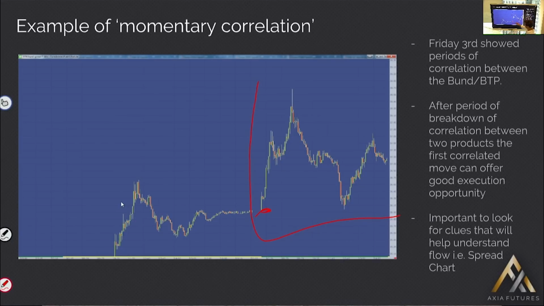So this was how the spread chart looked. I'll go into the 5-minute charts of the Bund and the BTP solely after this. But this was the spread chart of the morning in question, which was Friday the 3rd of August. So as you can see, we've had the sell-off in the morning in the BTP and the increased buying in the Bund. So that's caused the move up.